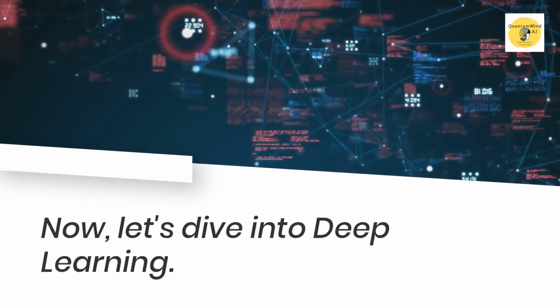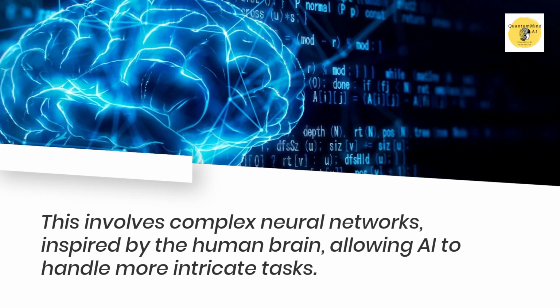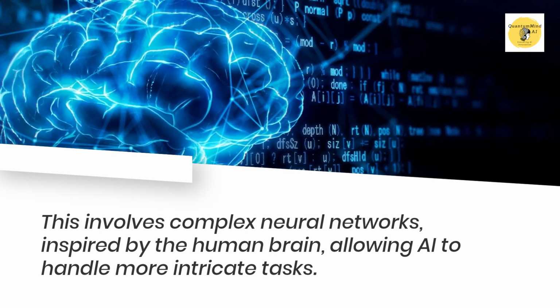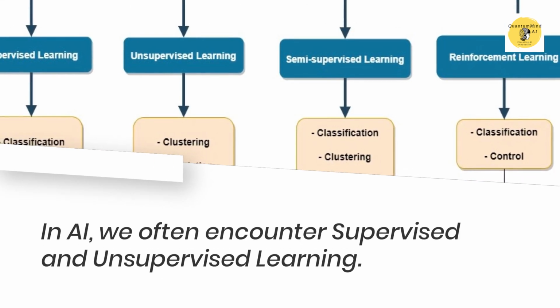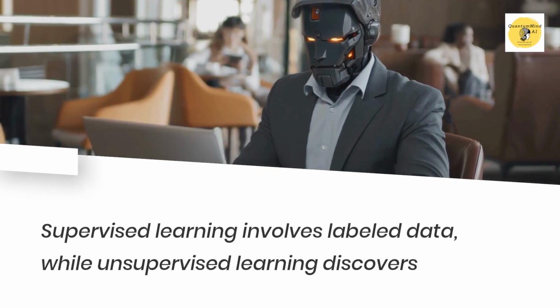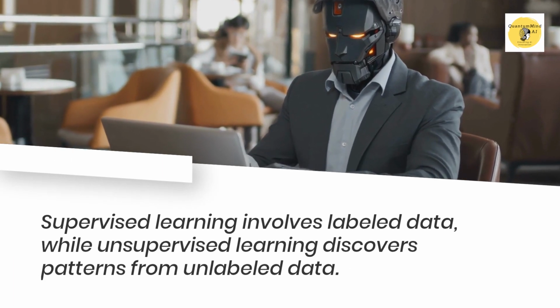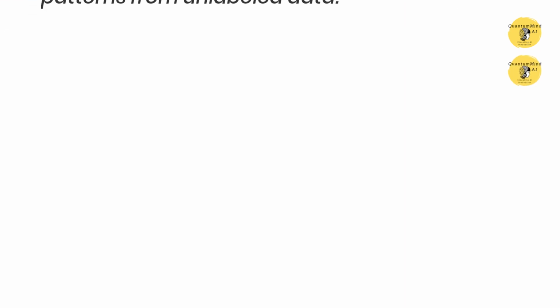Now, let's dive into deep learning. This involves complex neural networks, inspired by the human brain, allowing AI to handle more intricate tasks. In AI, we often encounter supervised and unsupervised learning. Supervised learning involves labeled data, while unsupervised learning discovers patterns from unlabeled data.